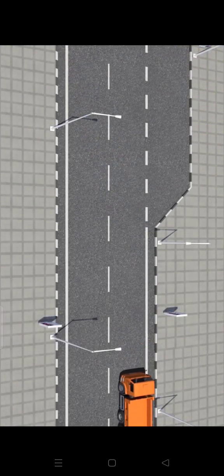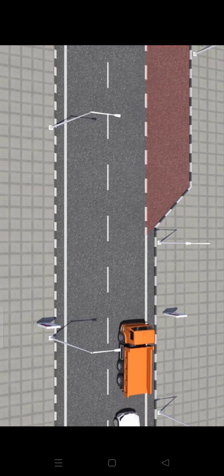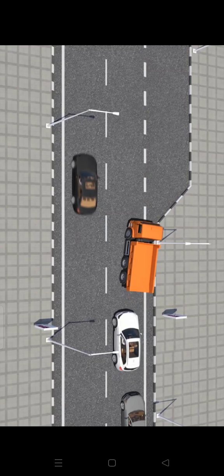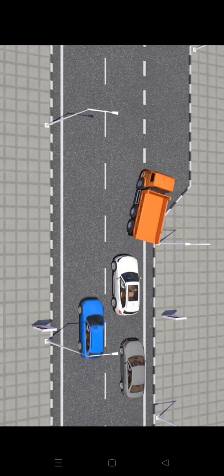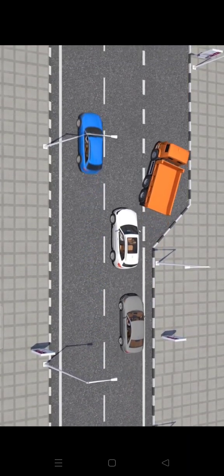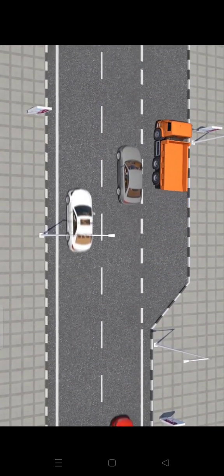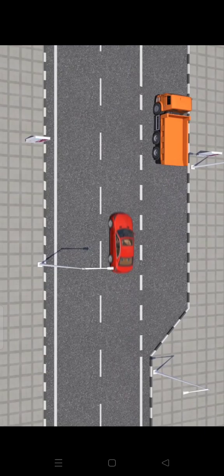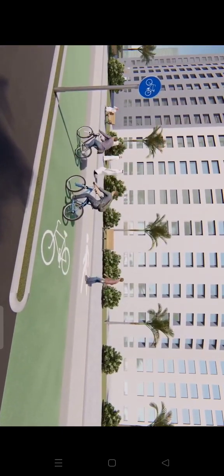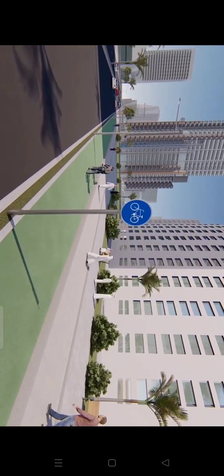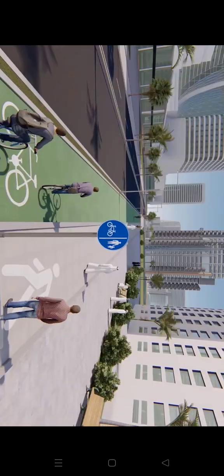Ascending lane. It is an additional lane in the road that is allocated for trucks that move slowly during ascending to give way to the vehicles behind to overtake it. Bicycle lane. It is an additional lane in the road allocated for bicycles and pedestrians.